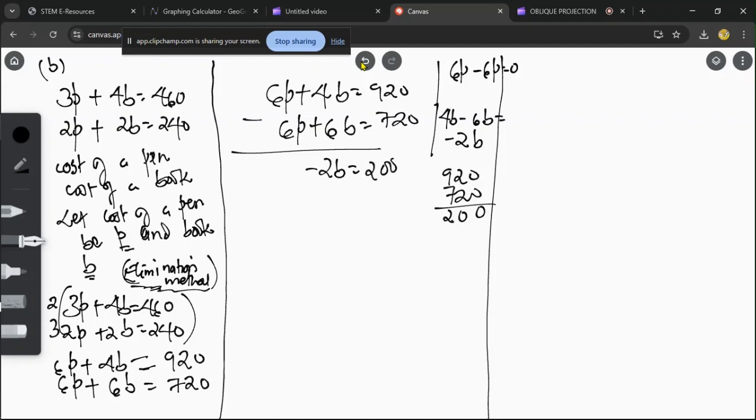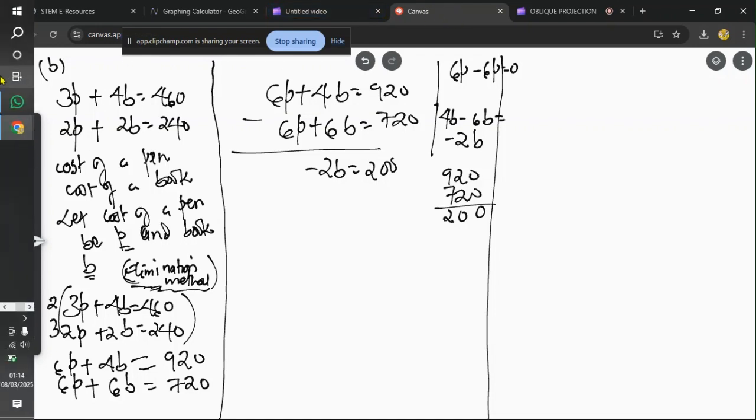I don't know whether I've made a mistake somewhere, because the price is not supposed to be negative. Let us confirm whether I've done the right thing here. Let us read the question again, because it seems there is a problem in the way I have worked this out. It's not supposed to give me a negative here.